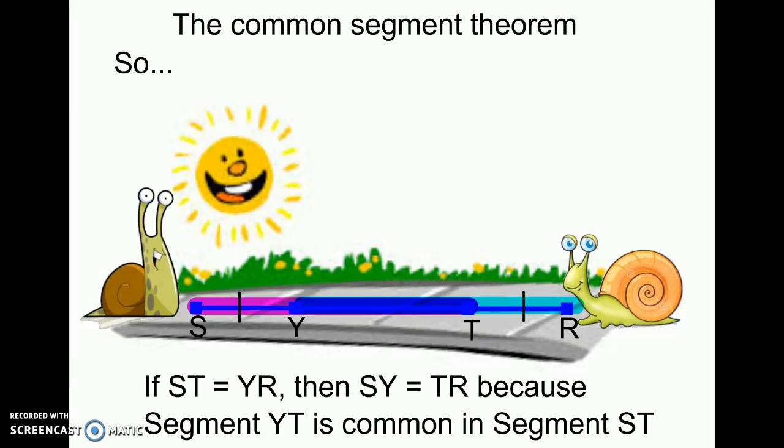Because they walk the same distance, they share this piece in the middle. Both of them have this piece in common. So this common segment theorem is saying that because the whole piece, ST, and his whole piece are congruent, and they both share this piece in the middle, then the outsides have to also be equal to each other.